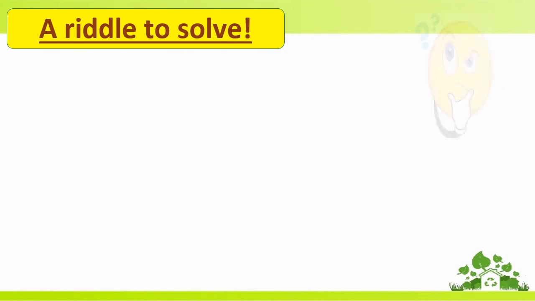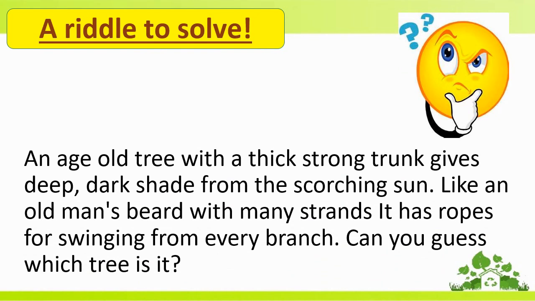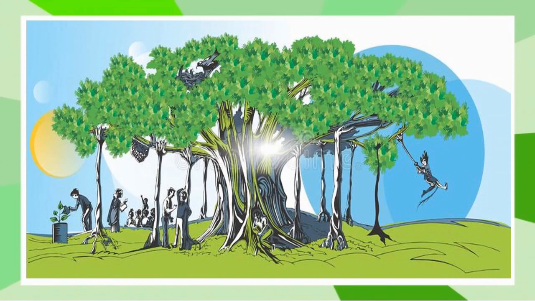A riddle to solve. An age-old tree with a thick, strong trunk gives deep, dark shade from the scorching sun. Like an old man's beard with many strands, it has ropes for swinging from every branch. Can you guess which tree is it? Yes, it's the banyan tree.